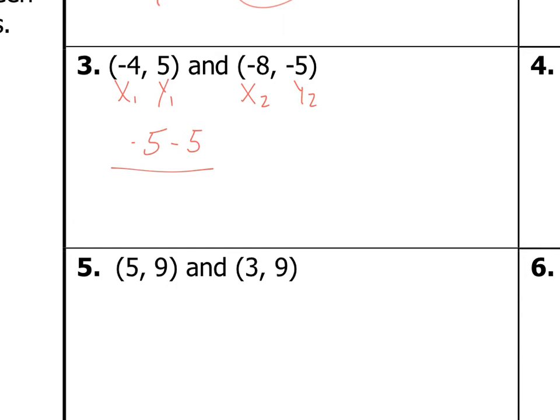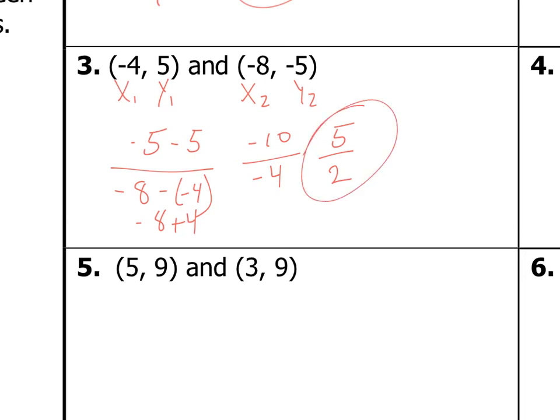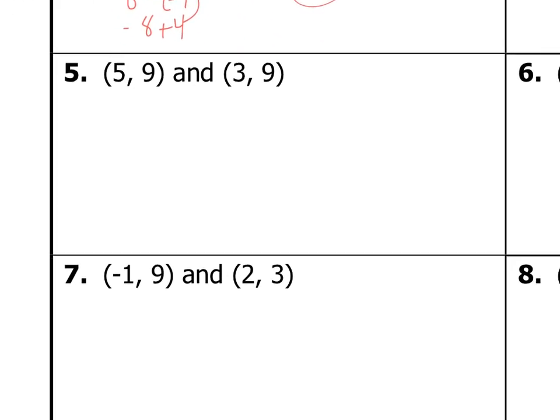-8 minus 5. Okay, so there's our y2 minus y1. x2 minus x1, -8 minus, here we go, -4. There's that double negative. This should turn into -10. Right, this really means -8 plus 4, guys. That turns into -4. We can simplify here in 2 ways, right? Negative divided by negative, of course, gives me a positive. So we'd have positive 10/4, which we reduce as a fraction to 5/2.